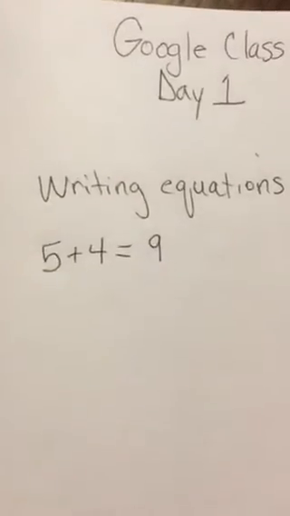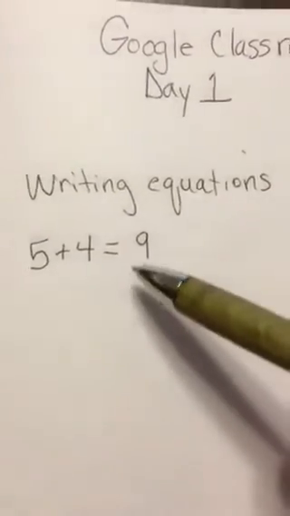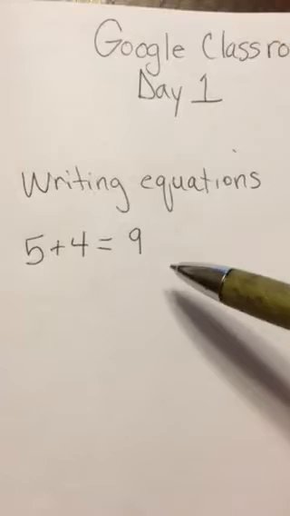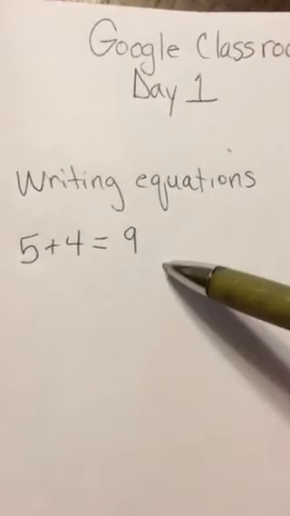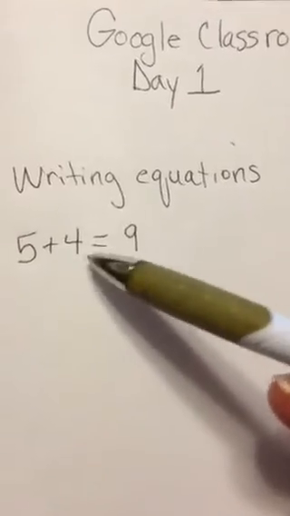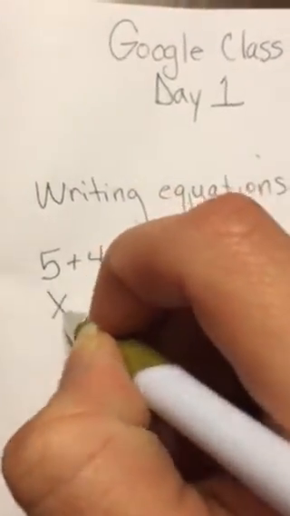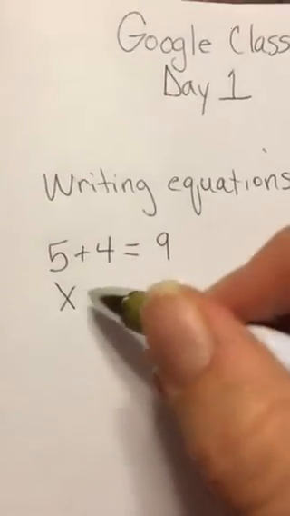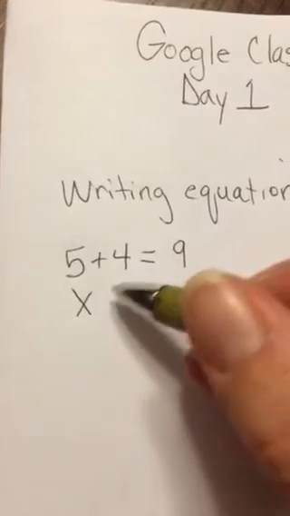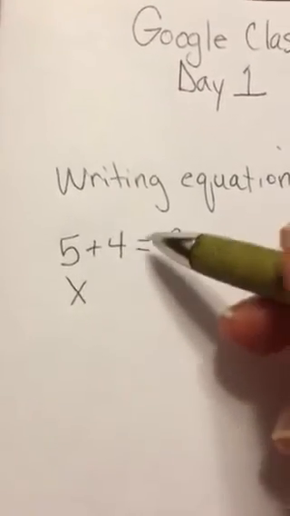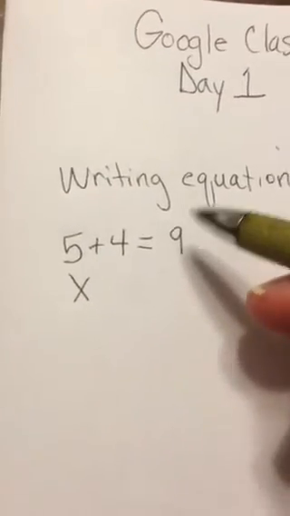So an equation, the definition is a mathematical statement that two expressions are equal. It may or may not contain variables. What's a variable? A variable is, remember we talked about the letter X. X can be any number, okay? So in equations, we often see variables. Let me give you an example.